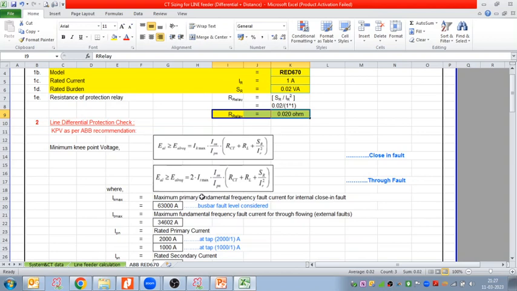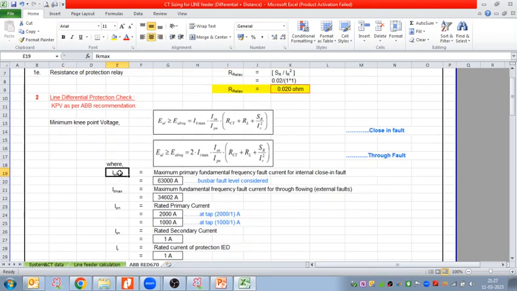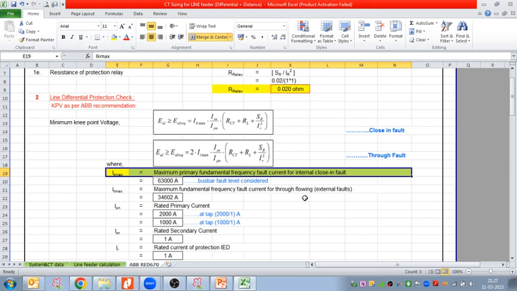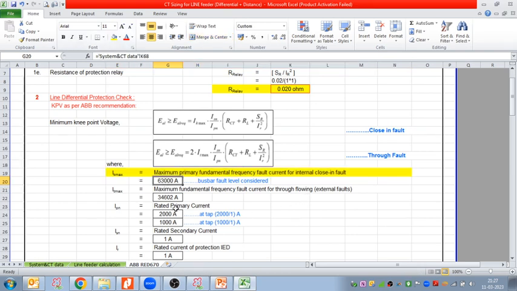In these equations, IK max is the maximum primary fault current, meaning the pure substation fault current. That is 63 kiloampere, the bus bar fault current. So IK max is done.